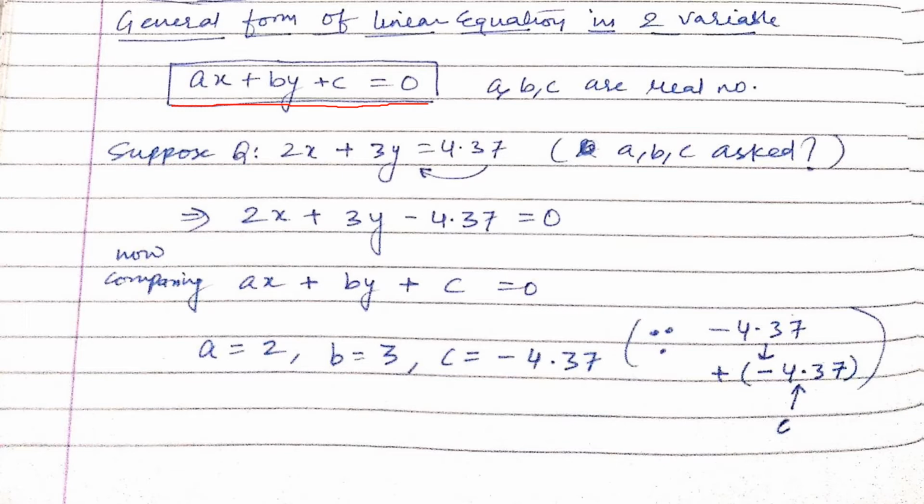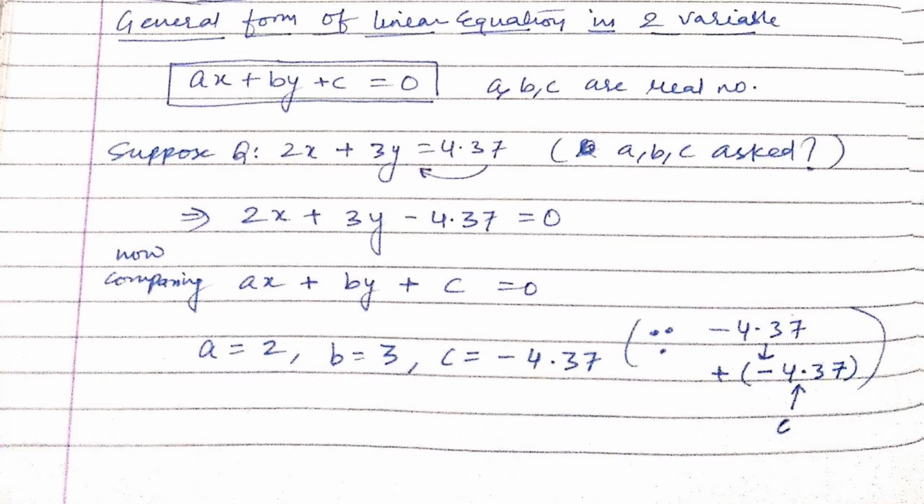Okay. Now suppose a question like this comes in front of you, that question is 2x plus 3y is equal to 4.37, and they are asking what are the coefficients a, b, c in this equation. What will you do? If you compare right now, can you compare? You can compare this easily. Then plus is coming, it is okay. Then y is coming, it is okay. But this time c is on the left side and here it is on the right side. So to compare them, first you have to bring all of them on the same side. So then let's see how to do that.